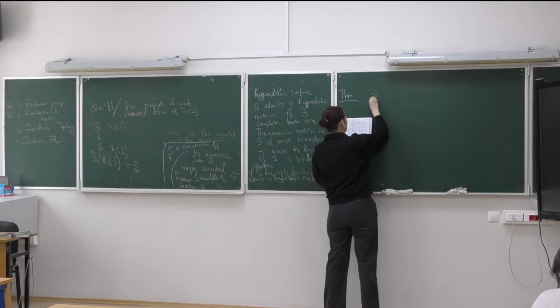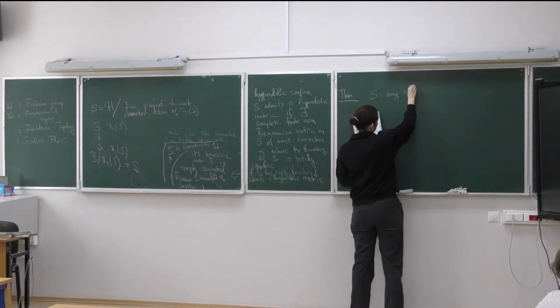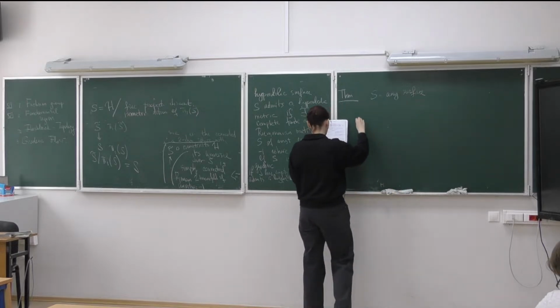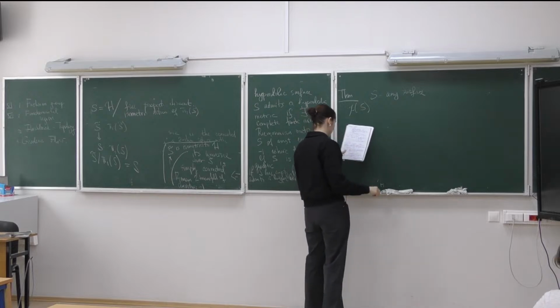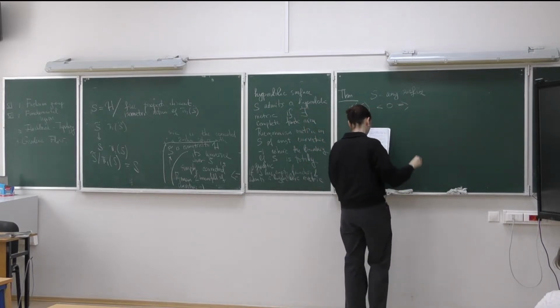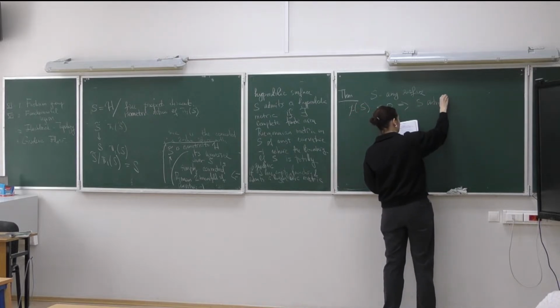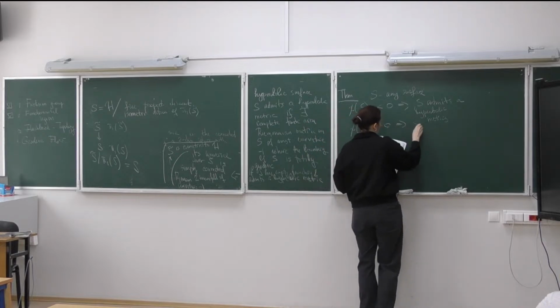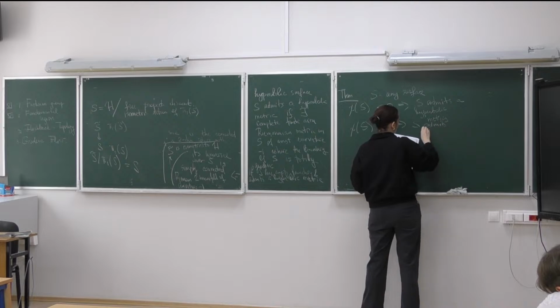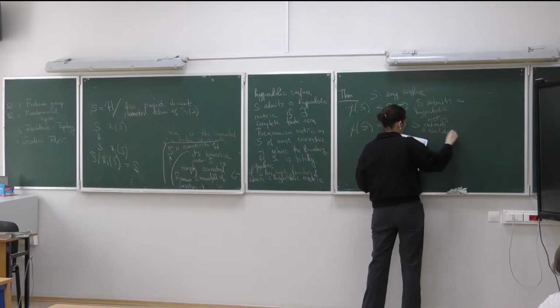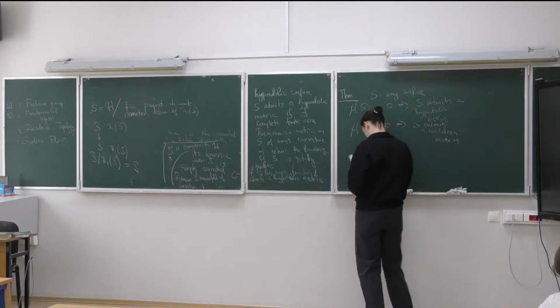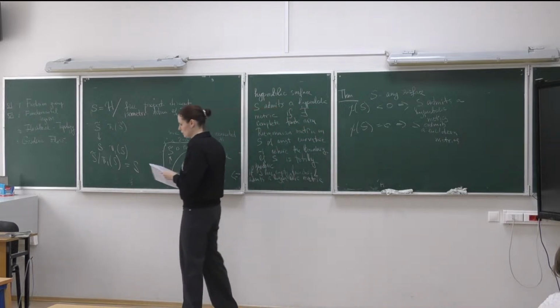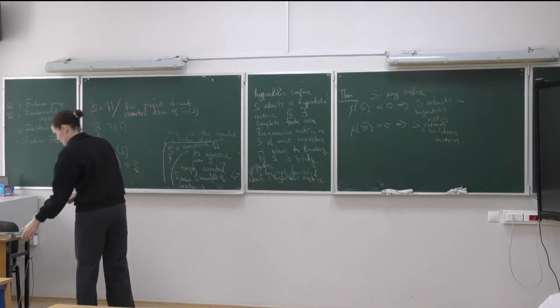We claim that S is any surface, perhaps with punctures or with boundary, no matter what. And we claim that if the Euler characteristic is negative, then S admits a hyperbolic metric. And if it's 0, then we can put a Euclidean metric on it. So the question is how to get this hyperbolic metric then.